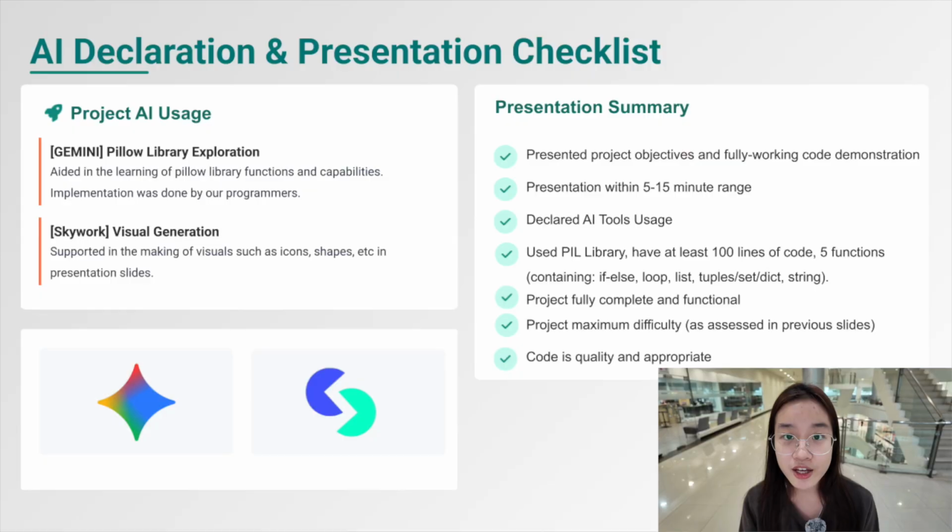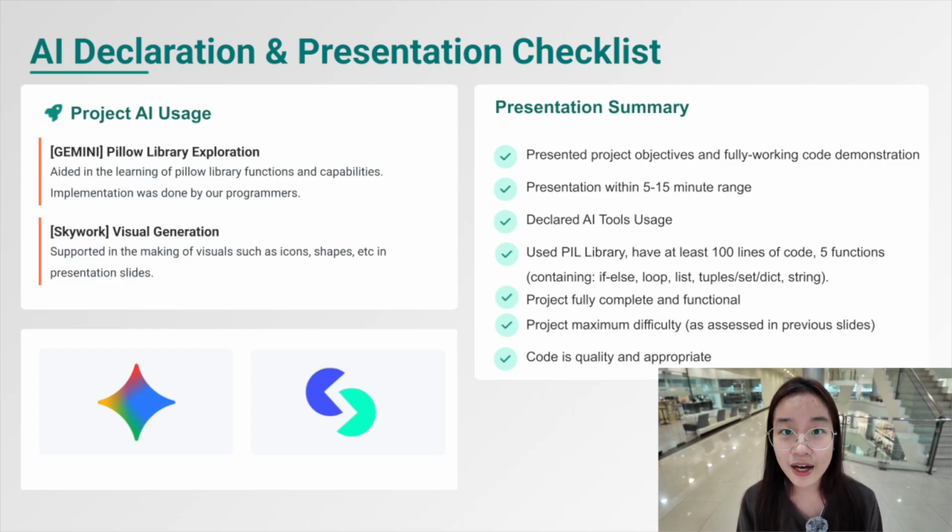Before we end this presentation, I'd like to declare our use of artificial intelligence in this project. Firstly, we used Gemini to teach us how to use the Pillow library, its functions and also its capabilities. And it also taught us how to implement the Pillow library into our codes. However, the actual programming was done by our group members. And the second AI that was used in this project is the Skywork, which we use for visual generation for the slides for further aesthetic.